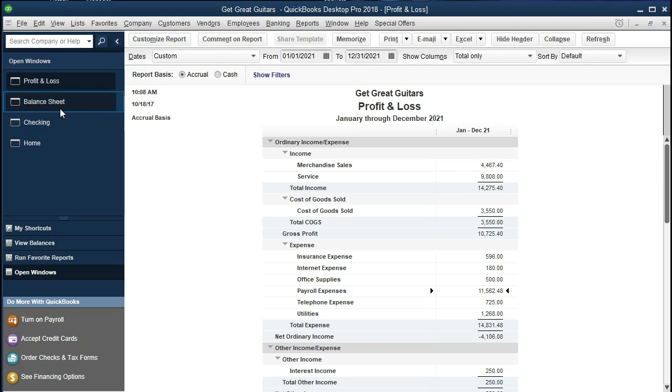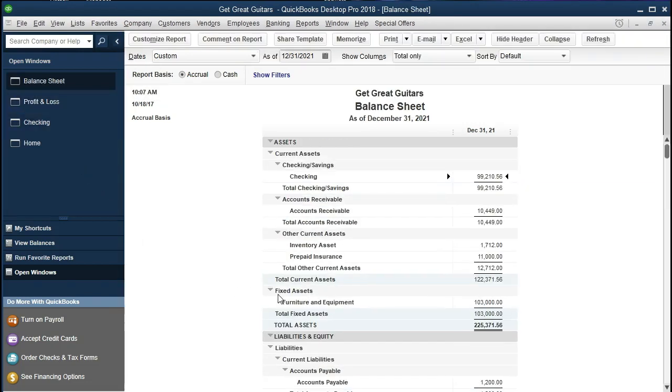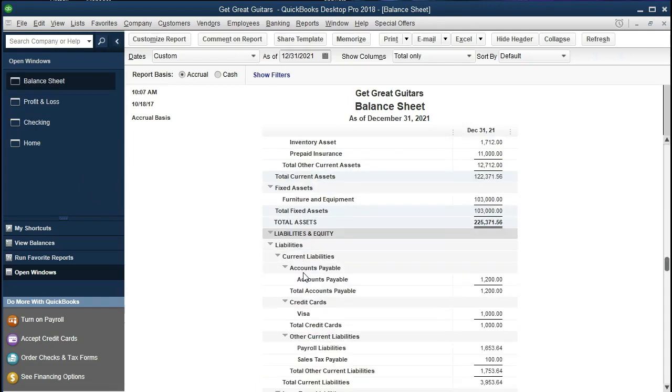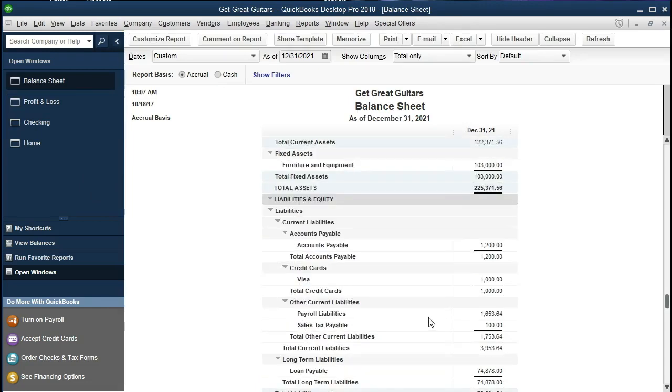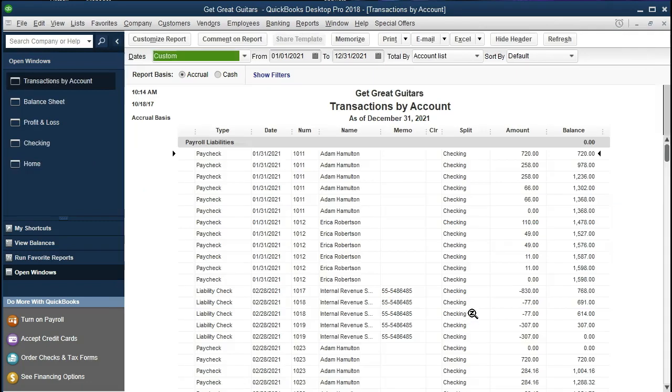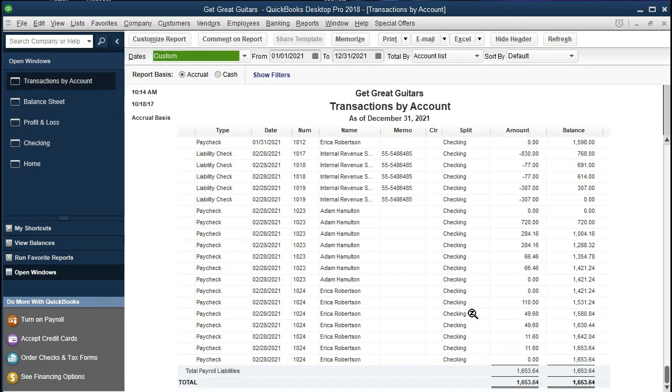If we go into the balance sheet, we see that we have a payroll liability. Scrolling down to the liabilities, payroll liability here. If we double click on that, we can see the detail. And again, it's breaking out all the detail here. If we look at this last check, we've got the 110, looks like the FIT, federal income tax, and then the Social Security for the employee, the Social Security for the employer, the Medicare for the employee, the Medicare for the employer.